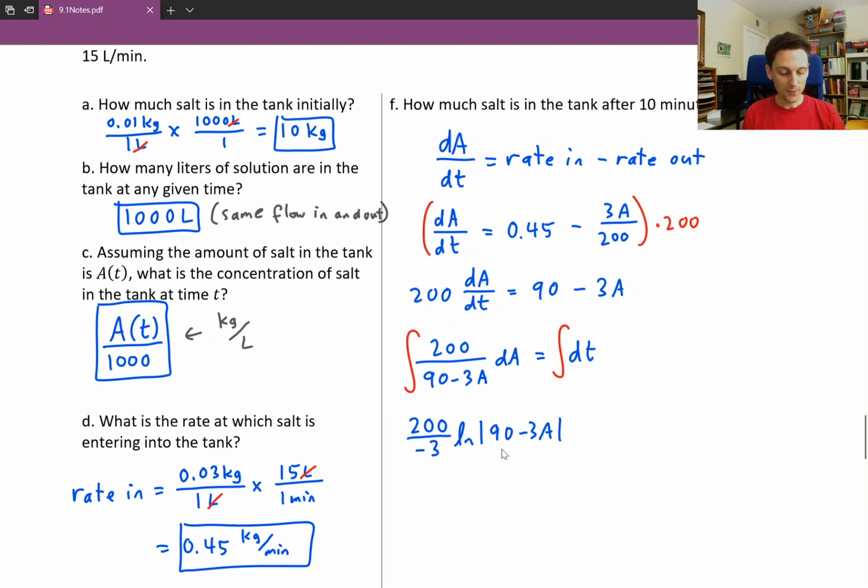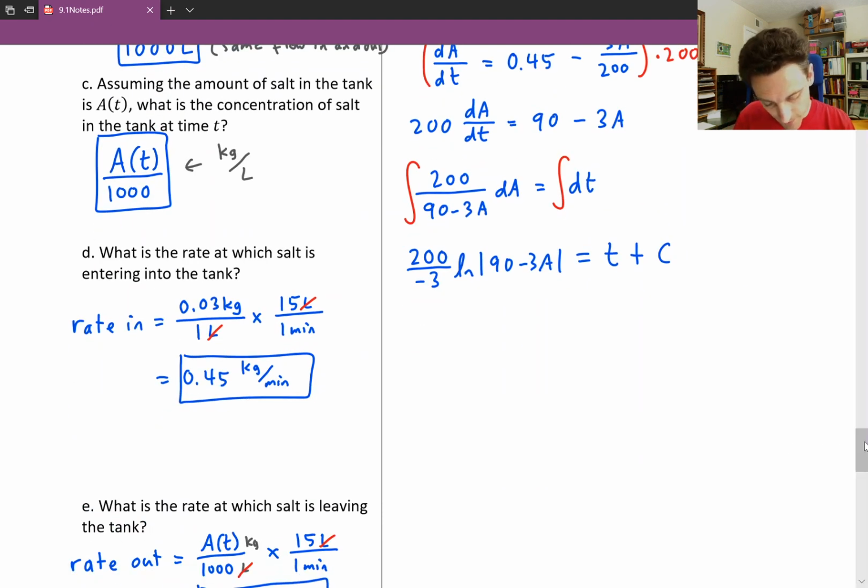So you end up with an extra negative 1/3. Or you can think by the chain rule, the derivative of this ln is 1 over the inside, but then times the derivative of the inside, which would be times negative 3. So you have to have this negative 3 to cancel that off. On the right side, the integral with respect to t is just t. Then we have plus C. Let's get rid of that constant. We'll move it over to the right side. So we have ln absolute value of 90 minus 3A equals negative 3 over 200 t.